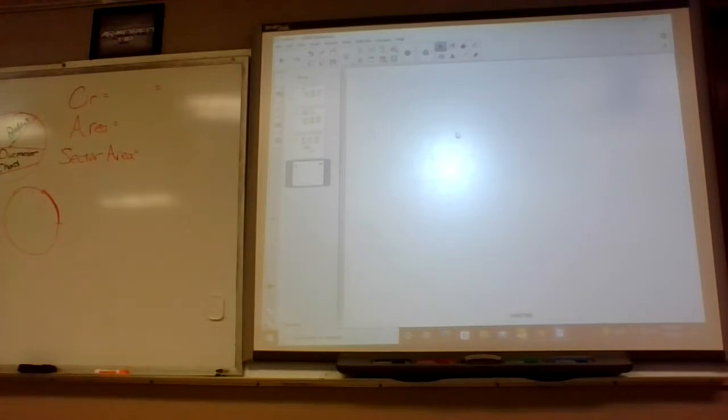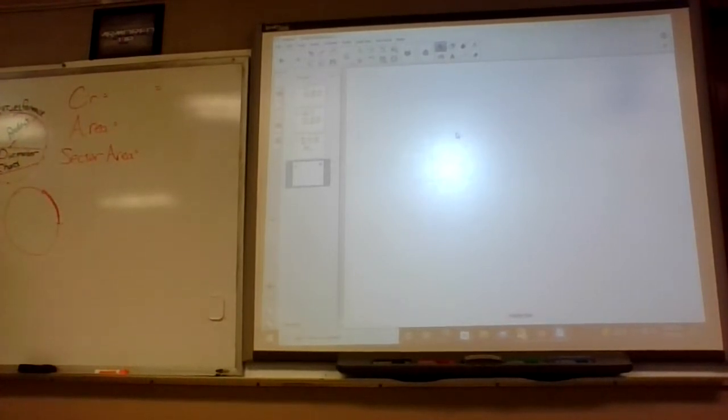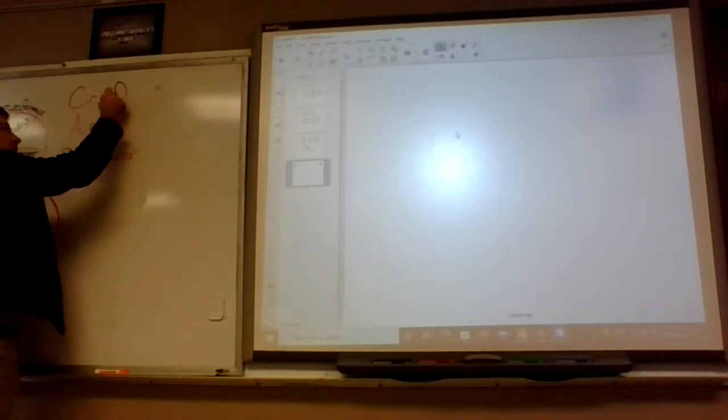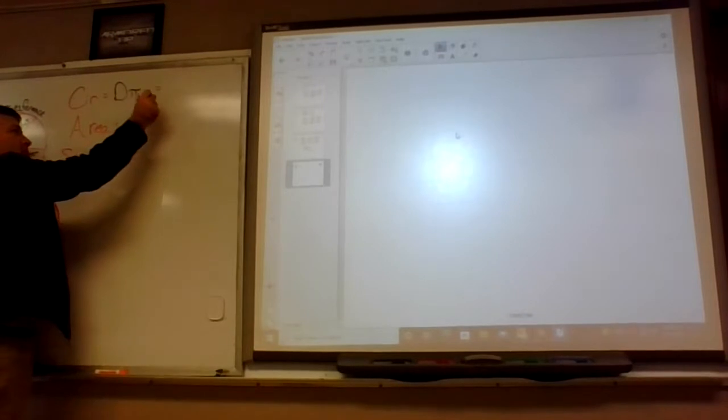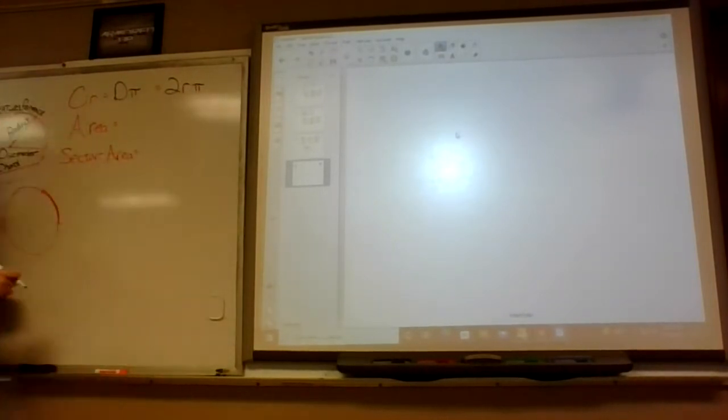What does circumference mean? All the way around. Yeah, it's kind of like perimeter, but for circles. It's how far around it is. Does anybody know the formula for the circumference? Diameter times pi, or radius times 2 times pi. Right, diameter times pi, or 2 times radius times pi.